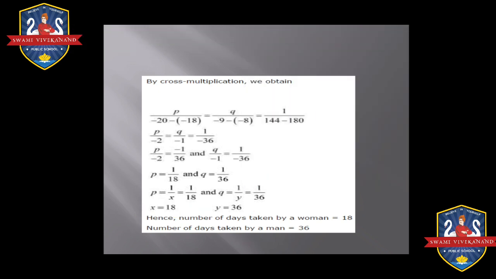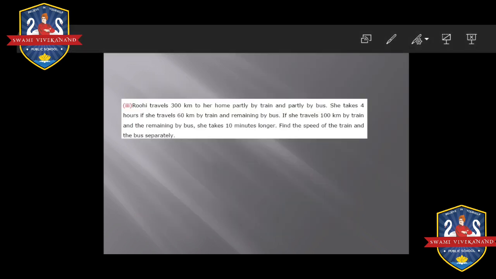Now next question. Rohit travels 300 km to her home partially by train and partially by bus. She takes 4 hours if she travels 60 km by train and the remaining by bus. If she travels 100 km by train and the remaining by bus, she takes 10 minutes longer. Find the speed of the train and the speed of the bus separately. What is required? The speed of the train and the speed of the bus.